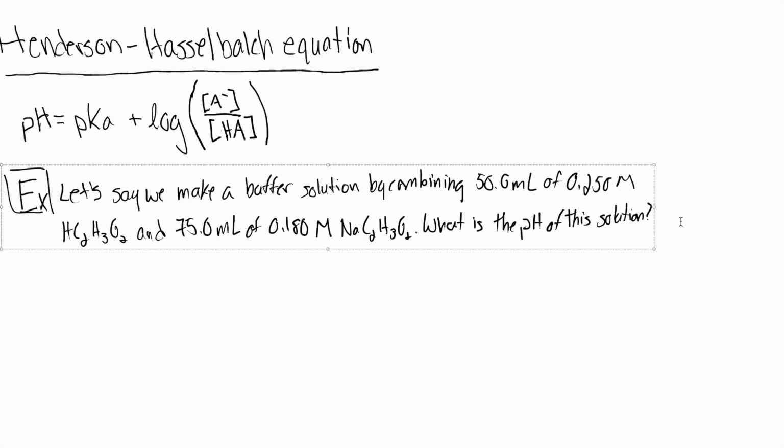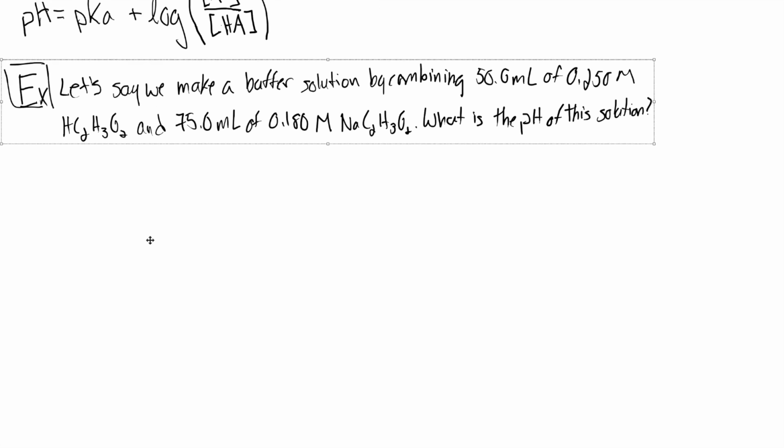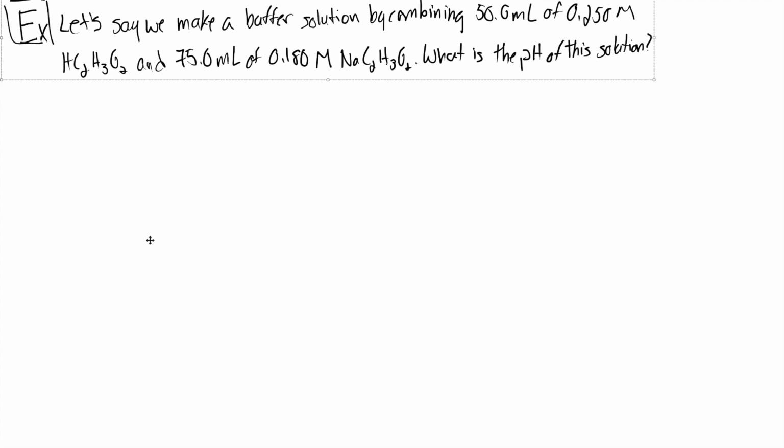So let's say we make a buffer solution by combining 50 milliliters of 0.250 molar acetic acid and 75 milliliters of 0.18 molar sodium acetate, and then we're looking for the pH of this solution. So we're going to keep the Henderson-Hasselbalch equation in mind. So let's go ahead and write down our givens.